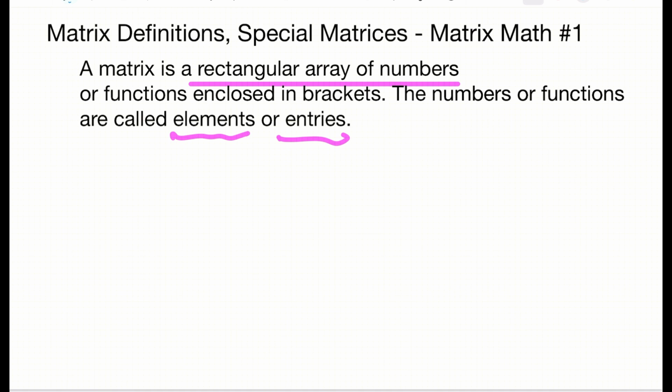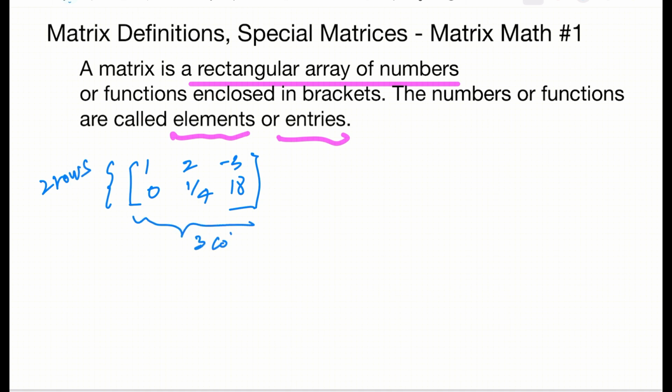So let's just write down one, just your simple generic matrix right here. 2, 1/4, and -3 and 18. So it's going to have 6 elements in it, and there's going to be 2 rows and 3 columns. 3 vertical columns and 2 horizontal rows.